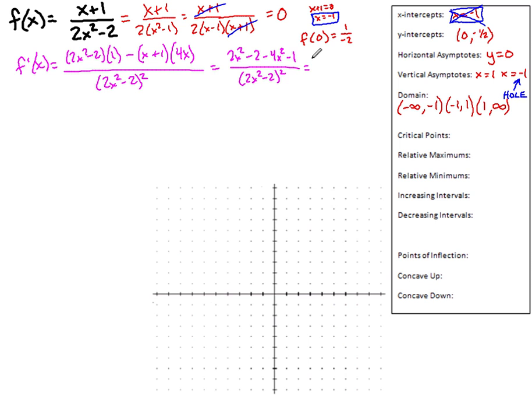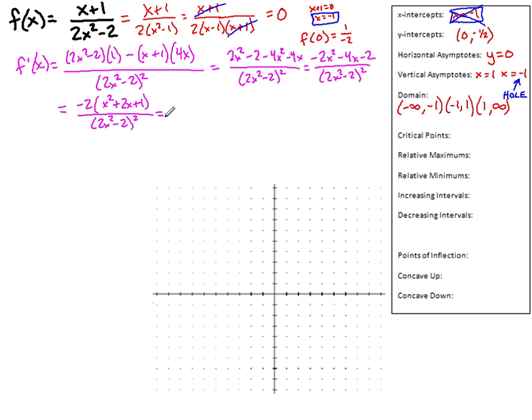And up top, it means I'm going to get a negative 2x squared, and it should have a minus 4x. So it should be negative 2x squared minus 4x minus 2 over 2x squared minus 2 quantity squared still. So let's keep trying to simplify this. Up top, I can factor out a negative 2 because I don't want a negative x squared. So it will be x squared plus 2x plus 1. And on the bottom, still keep it the same right now, 2x squared minus 2 quantity squared.